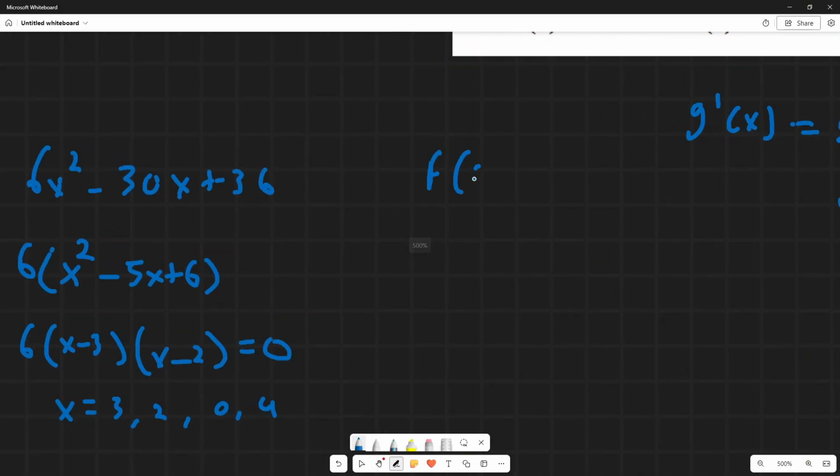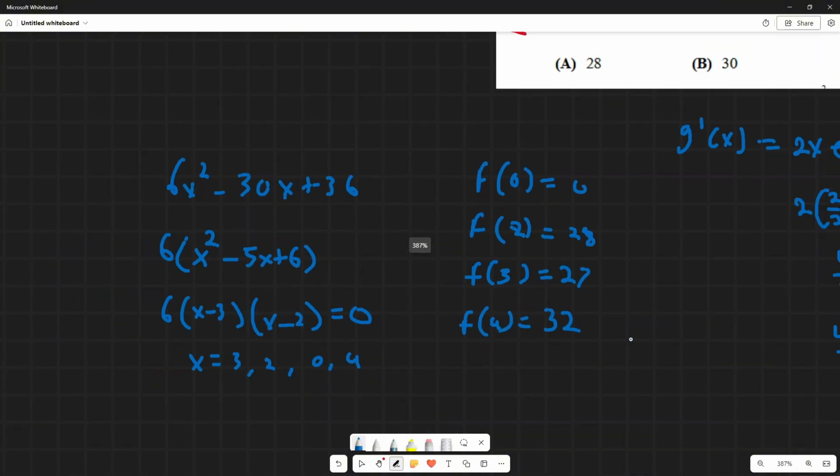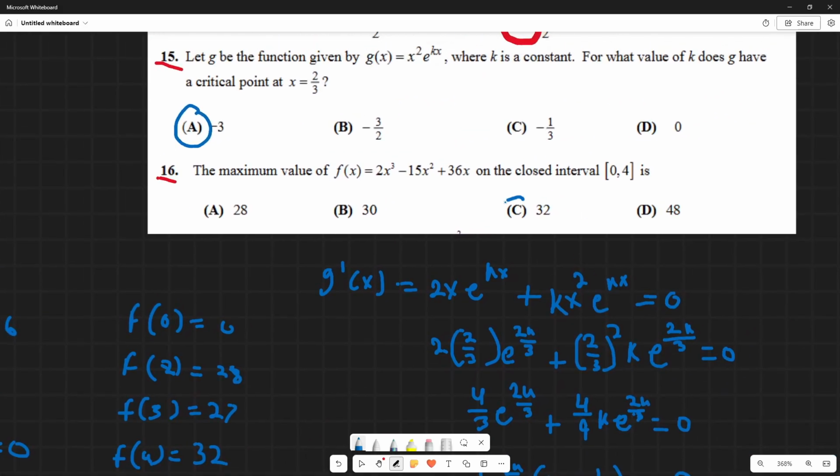So, f of 0 is just 0. F of 2 is 28. F of 3 is 27. And then f of 4 is 32. Therefore, our maximum value is 32, which means the answer is C.